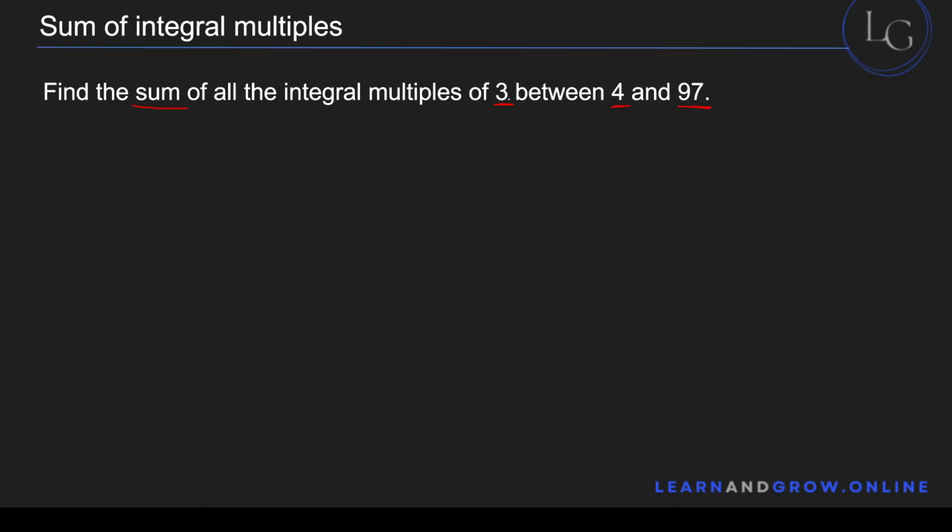So the integral multiples of 3 form an arithmetic progression with a common difference of 3, because obviously the multiples of 3 are 3, 6, 9, 12, and so forth. All of them have a common difference of 3. So the common difference is 3 between 4 and 97. And it says here the sum of all of the integral multiples, so that means basically the sum of all of these.